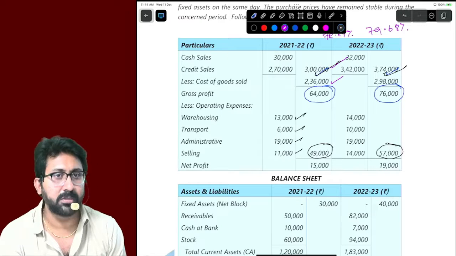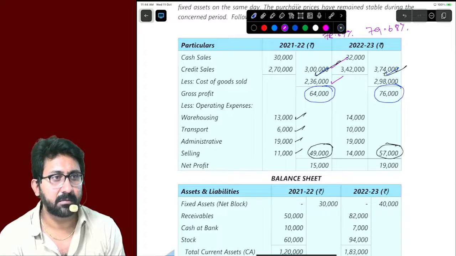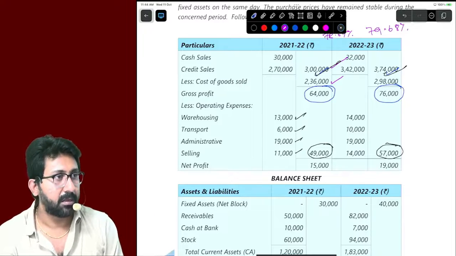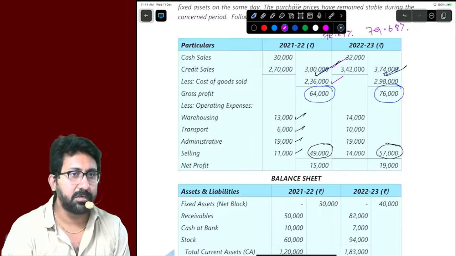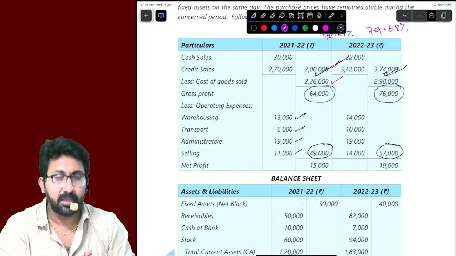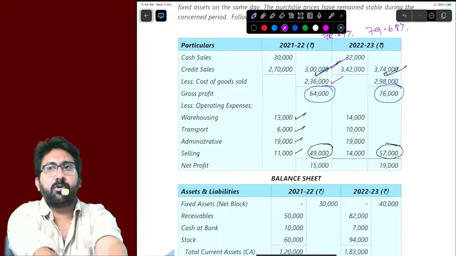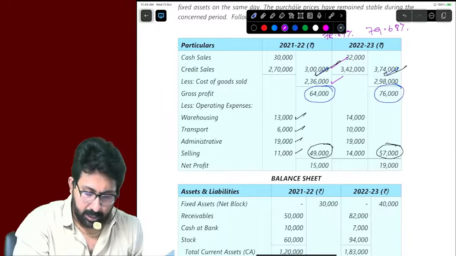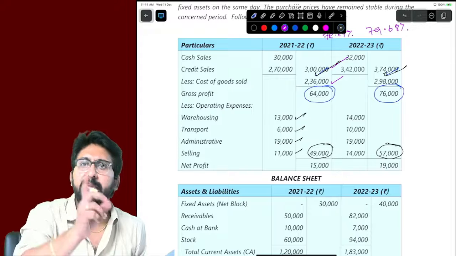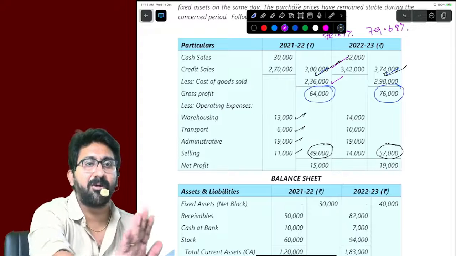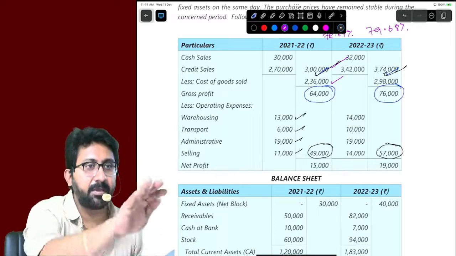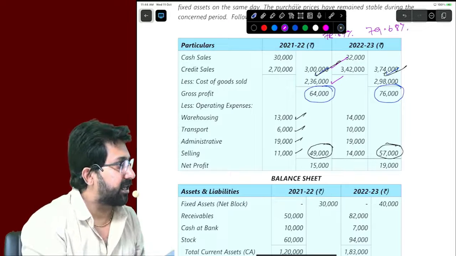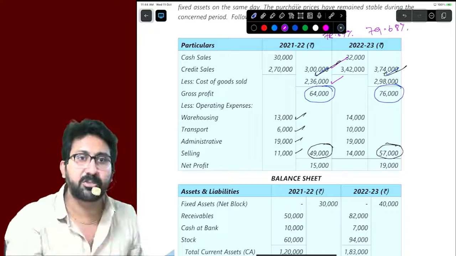Read the question. Don't see the answers. Have you read the question? First answer my question clearly. Gross profit and EBIT, both are same or not same? Definitely not same. Now my question is, what do you mean by EBIT? Don't tell the full form. Another name for EBIT is operating profit. Means operating expenses also you should deduct.